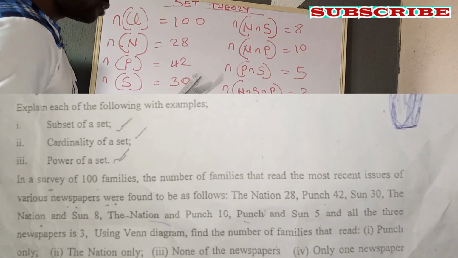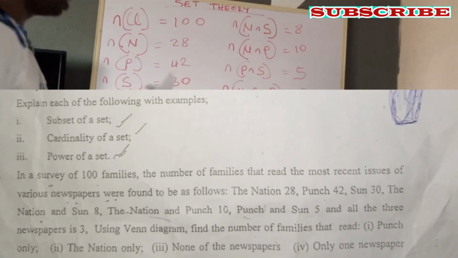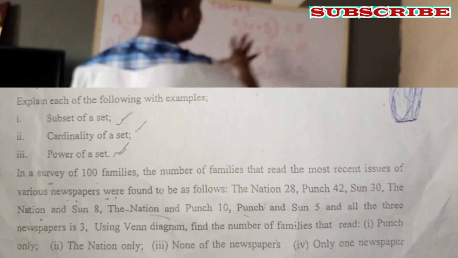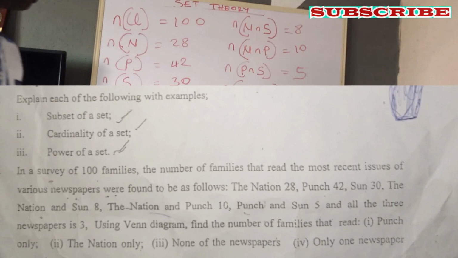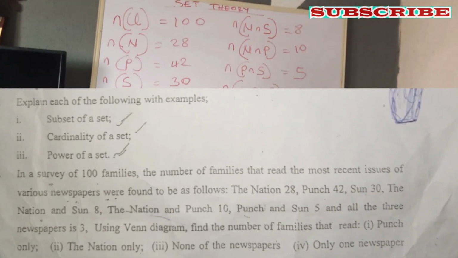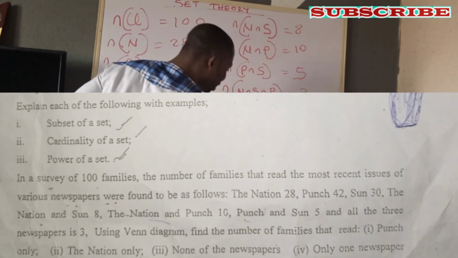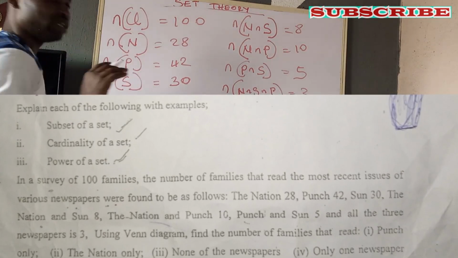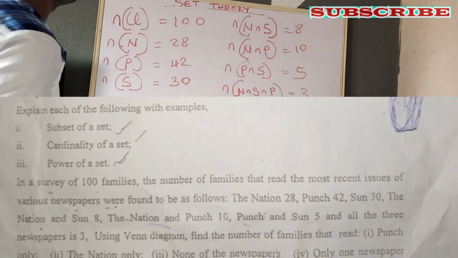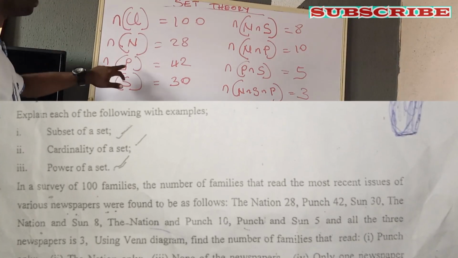Now, using the Venn diagram to find the number of families that read Punch only. This is how to put it in set theory form. Now, what is a Venn diagram? It simply means that we are going to draw a Venn diagram in order to get these things in one of the easiest ways. How many newspapers are we talking about here? We are talking about three newspapers, which are the Nation, the Punch, and the Sun.